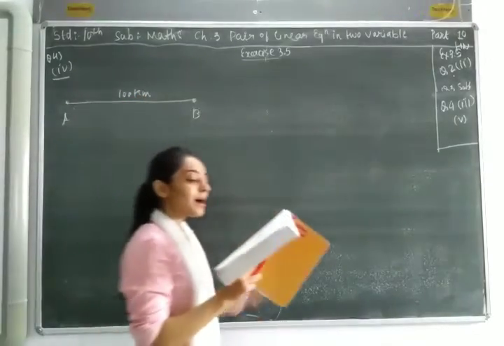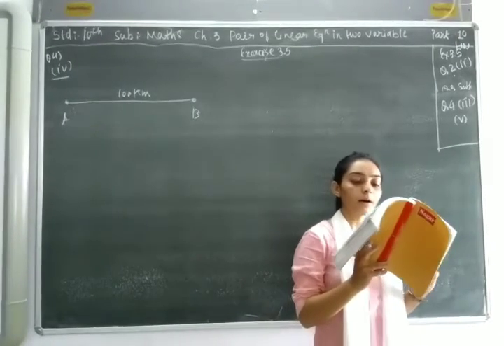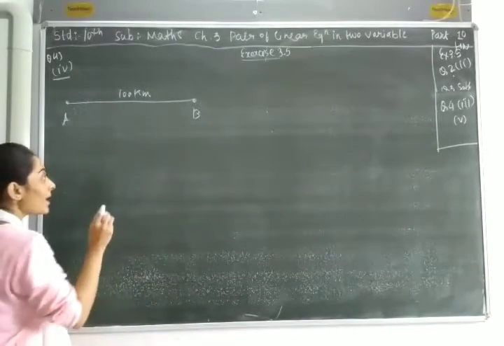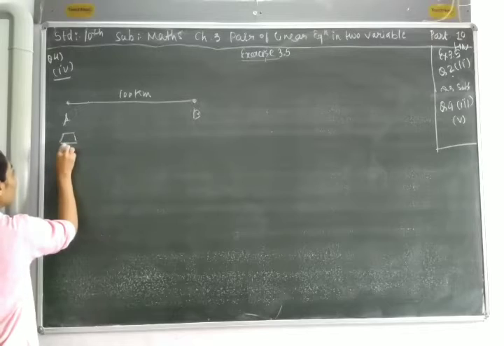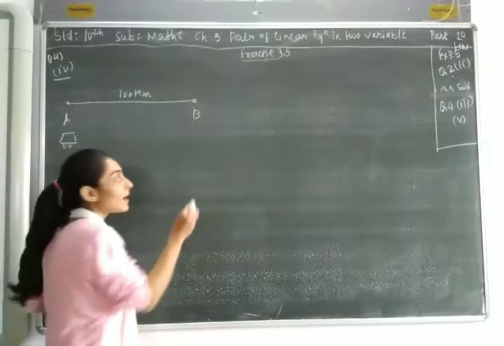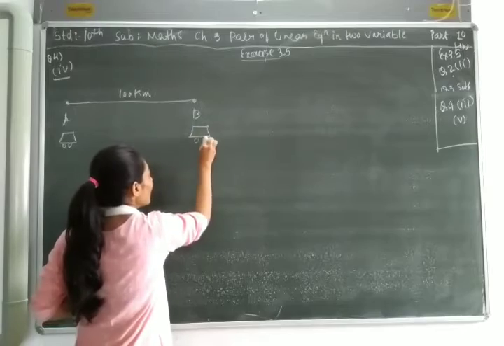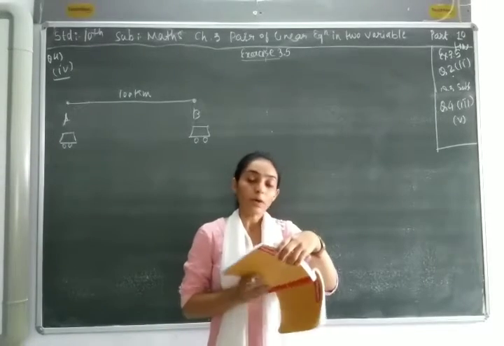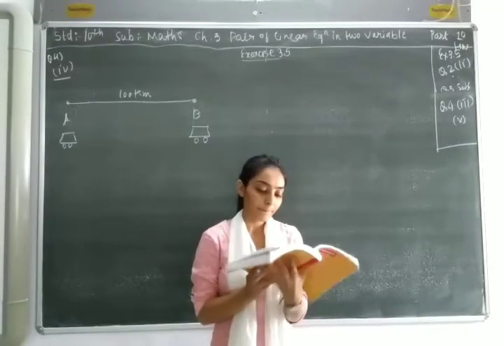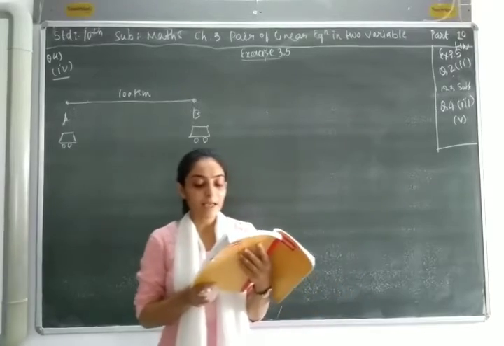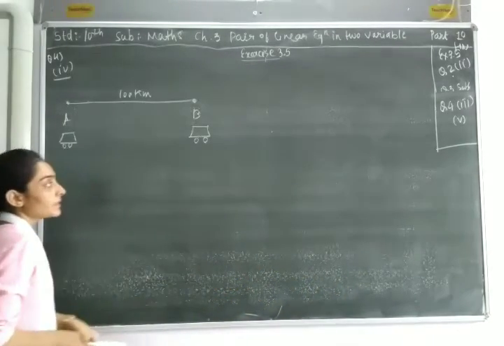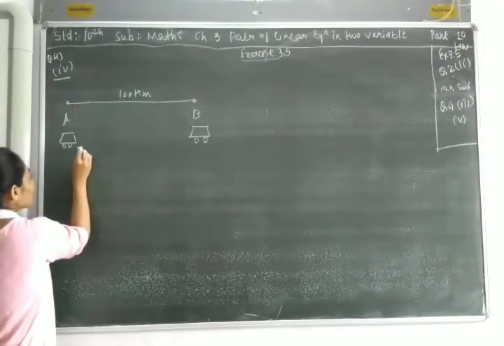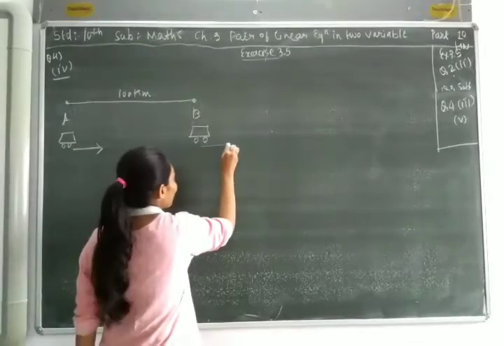Now, one car starts from A and another from B at the same time. One car starts from point A and the second car starts from point B. The question says if the cars travel in the same direction at different speeds, the speed is different but both travel in the same direction. It means the direction is this way.